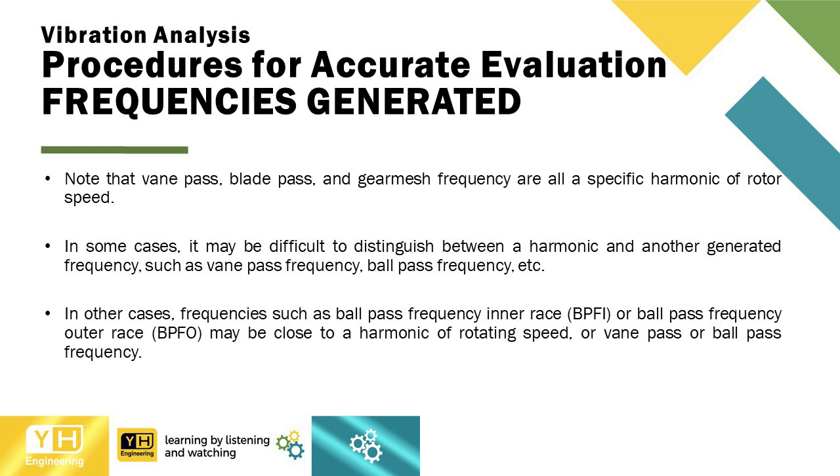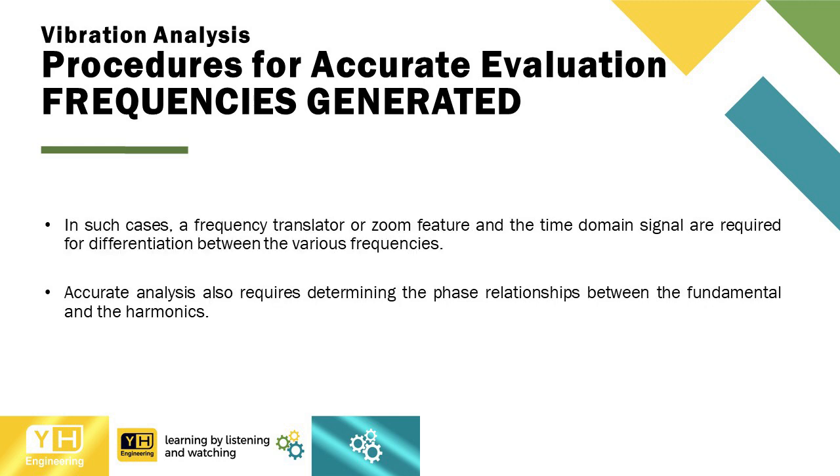In some cases, it may be difficult to distinguish between a harmonic and another generated frequency, such as vane pass frequency, ball pass frequency, etc. In other cases, frequencies such as ball pass frequency inner race or BPFI, or ball pass frequency outer race or BPFO, may be close to a harmonic of rotating speed, or vane pass or ball pass frequency. In such cases, a frequency translator or zoom feature and the time domain signal are required for differentiation between the various frequencies. Accurate analysis also requires determining the phase relationships between the fundamental and the harmonics.